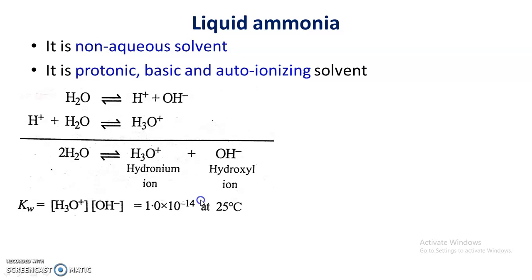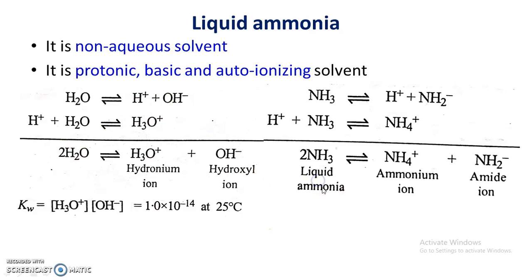And the ionic product of water, Kw, that is the product of the concentration of hydronium ion and the concentration of OH minus ion, is 1 into 10 raised to minus 14 at 25 degrees centigrade. Similarly, ammonia also undergoes auto-ionization. When ammonia dissociates, it gives H plus and NH2 minus. So there is a formation of a proton and amide, NH2 minus.